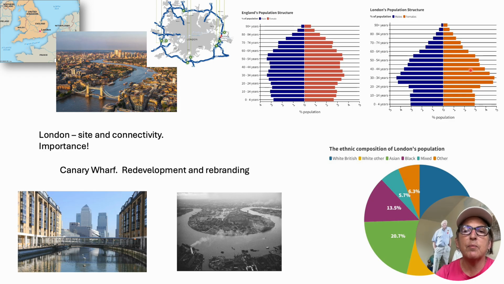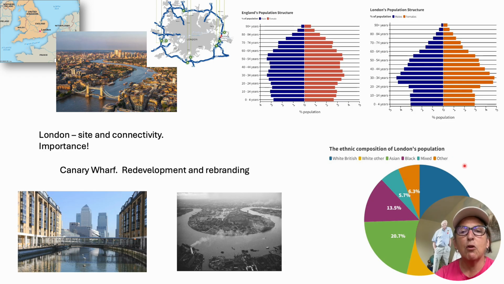Look at the age group here. These are all the people moving to London for employment and opportunity, and that in turn pushes up the birth rate. Migration as well has had an impact on London because migrants come to London to look for work. That's where all the work is, and that pushes the birth rate up as well.